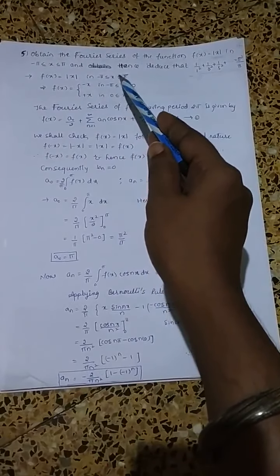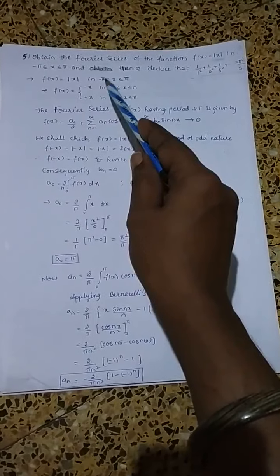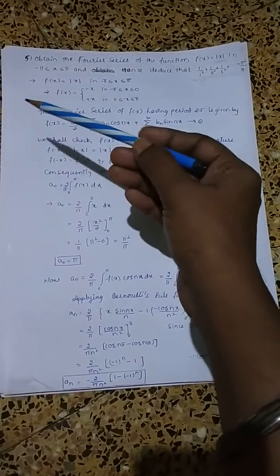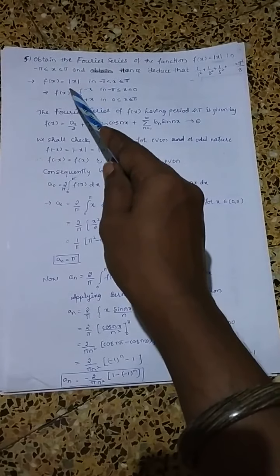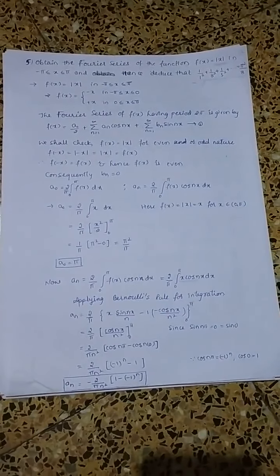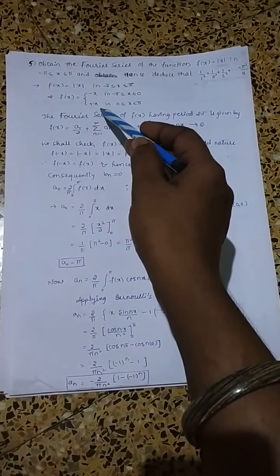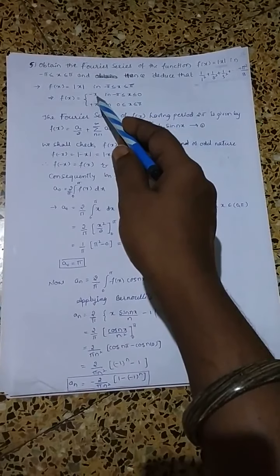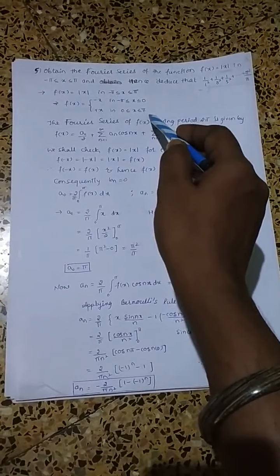f of x equals mod x, minus pi less than or equal to x less than or equal to pi. That means f of x is defined in the interval minus pi comma pi. Mod x contains positive and negative values, therefore we can write f of x equals minus x plus x, where minus x is defined in the interval minus pi to 0, and plus x is defined in the interval 0 to pi.